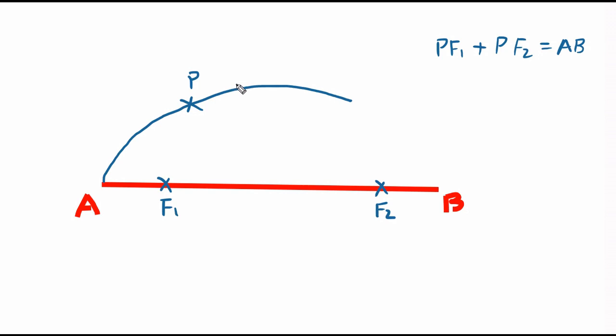In a similar way, suppose there is another point, P1. Again, for an ellipse, this definition should be satisfied. So for P1, P1F1 plus P1F2 equals AB. I hope the definition is clear: how the point P moves in a plane such that the sum of the distances from two fixed points is equal to AB.